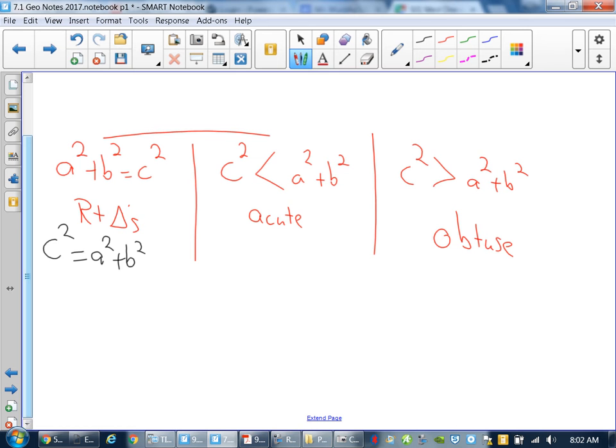Plus, by putting that c squared first, if it's smaller, when things are smaller, we think of them as cute because they're little. They're not really little.